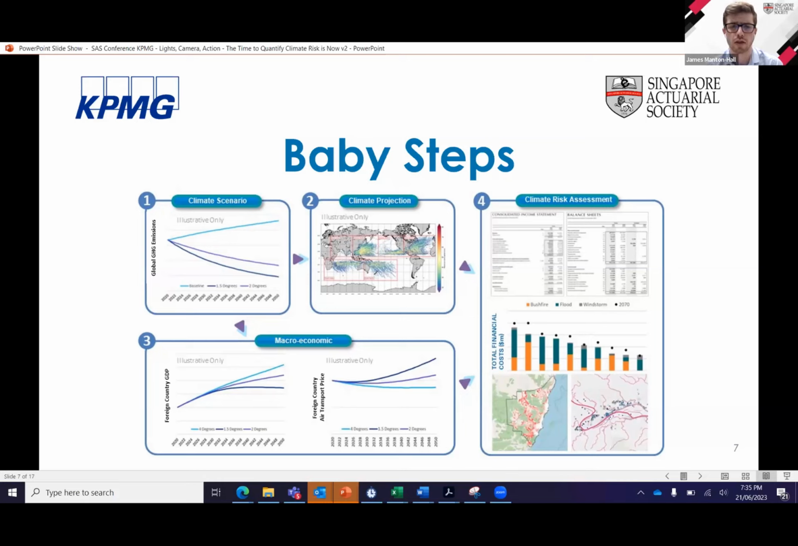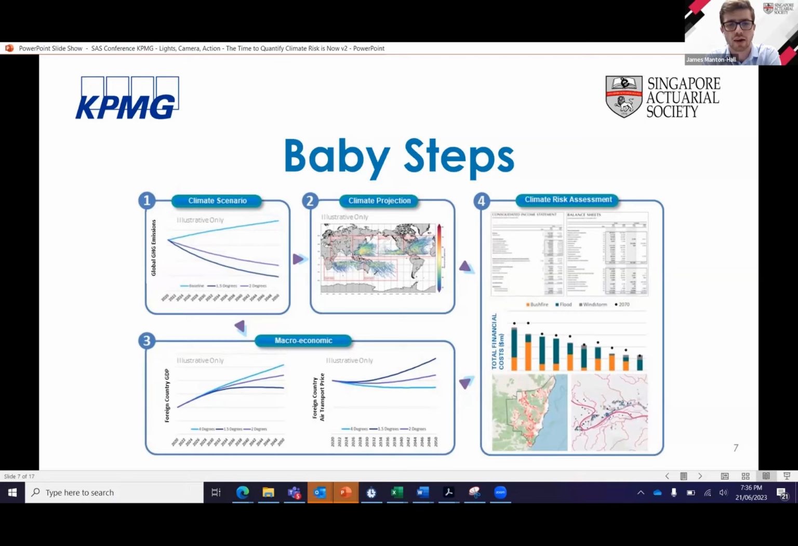When we think about macroeconomic modeling, there's a very complex macroeconomic model, a computable general equilibrium model, which underpins the transition analysis that we do. But we break that down for clients into individual outputs of things that they might be able to relate to easily.